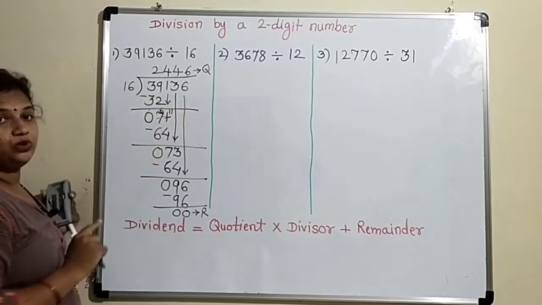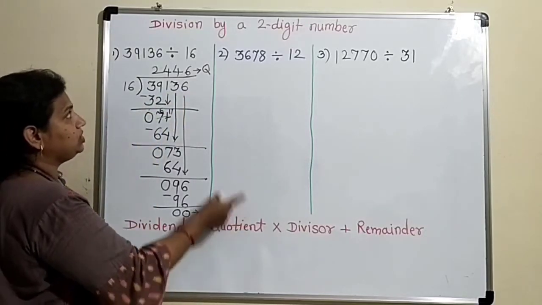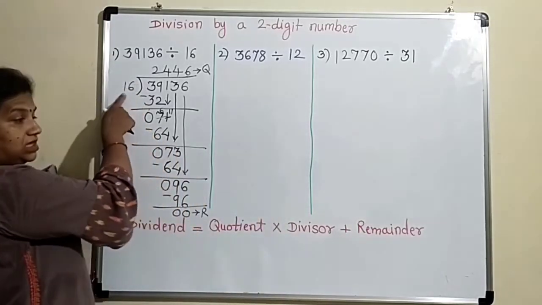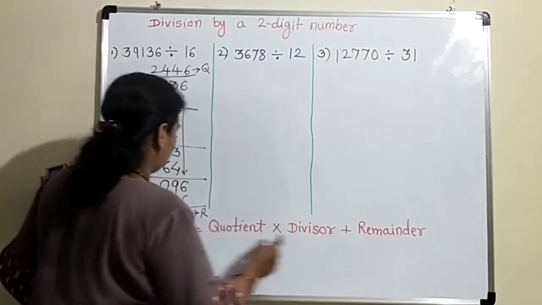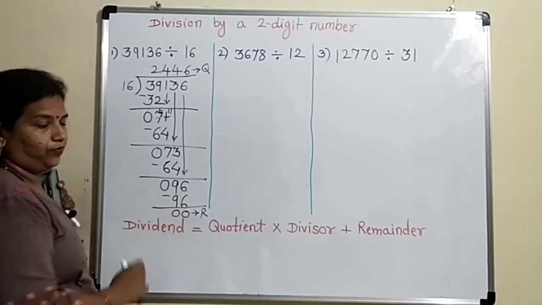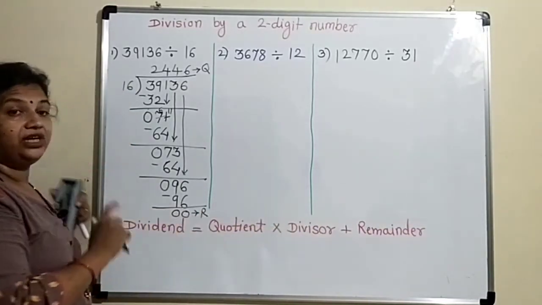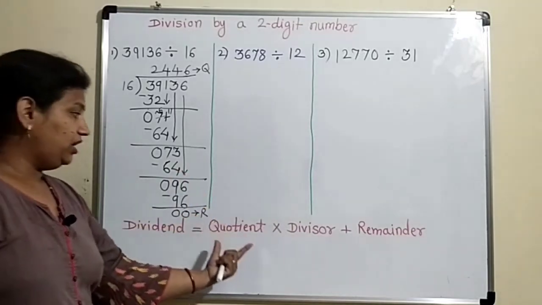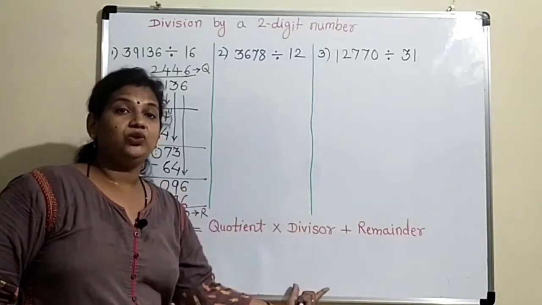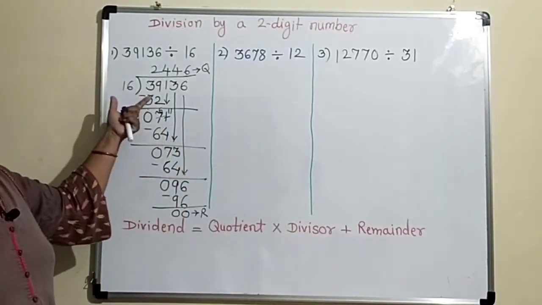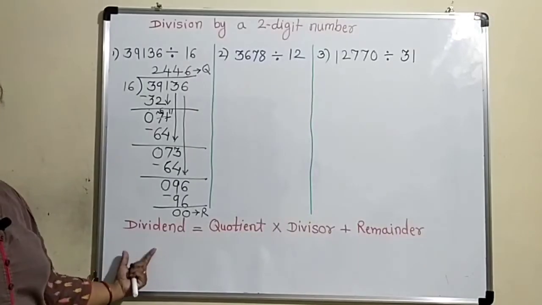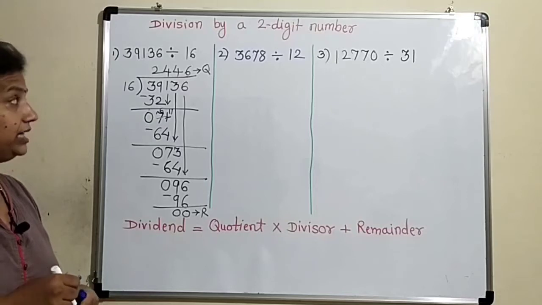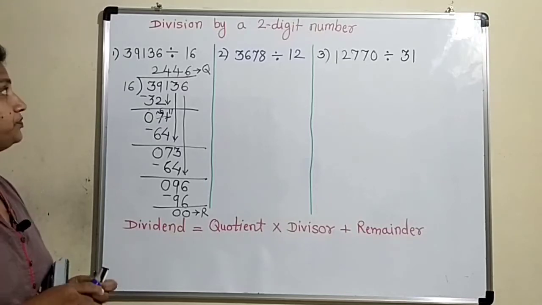Dividend 39,136. My quotient is 2,446. My divisor is 16 and my remainder is 0. Now this formula which I have written down can be used for your verification. If the right-hand side gives you an answer equal to your dividend, that means your division is correct. Okay, so now let us do the second question.